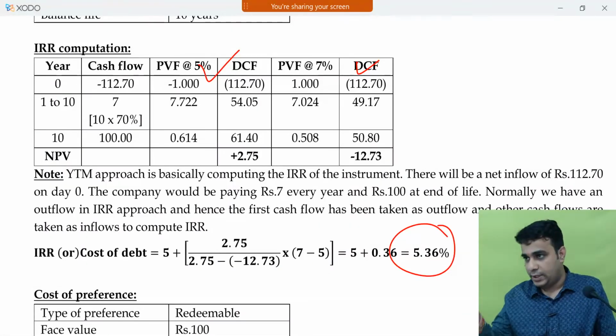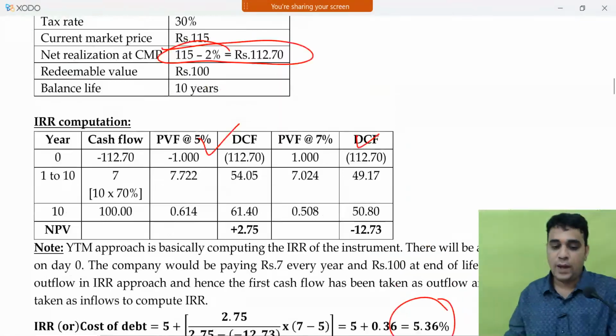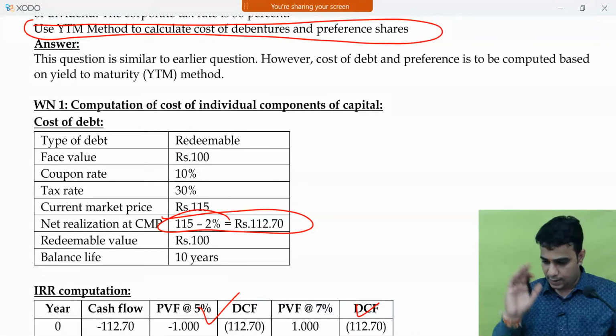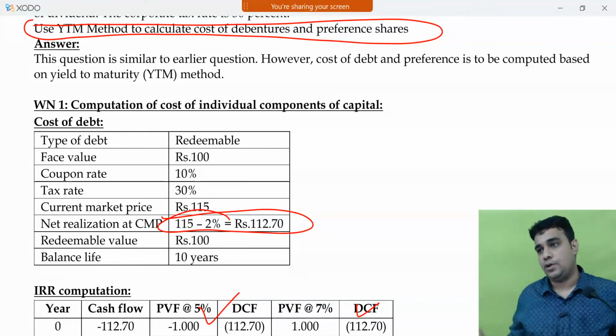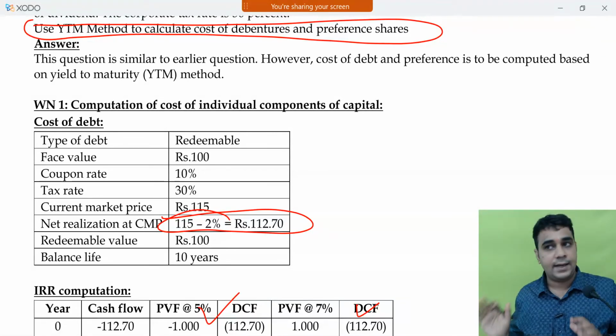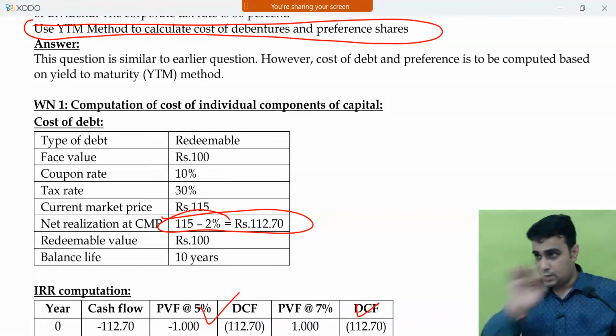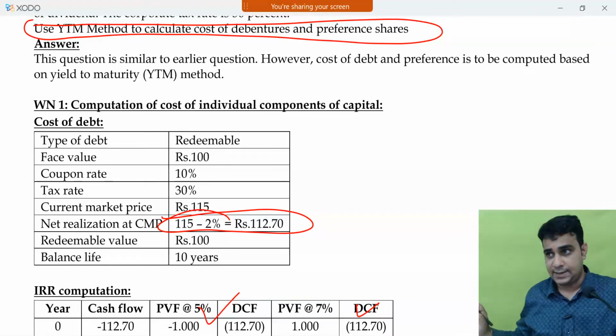That's why I said do that initial answer in the calculator and then start doing it. Now the only difference between this question and the earlier question is that here I've assumed issue price to be equal to current market price. Is there a logic for that? I cannot explain a logic, because the words in that question and this question are exactly the same.